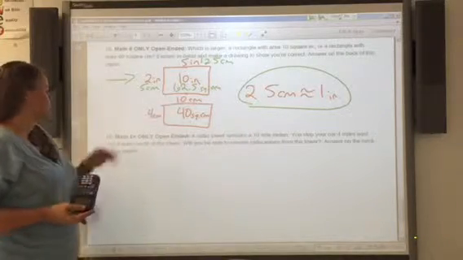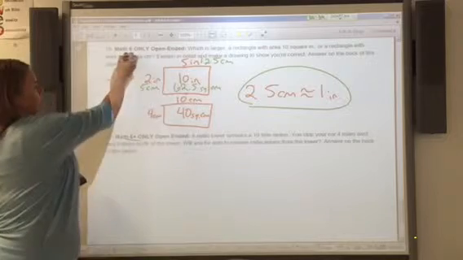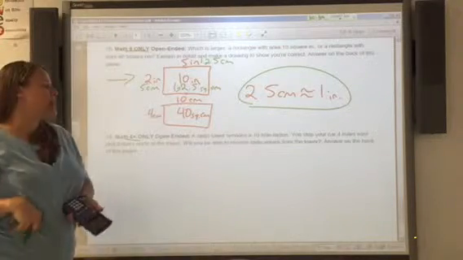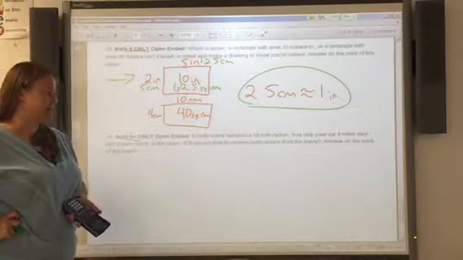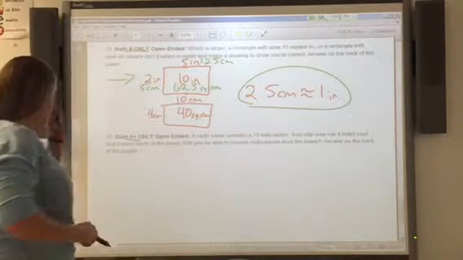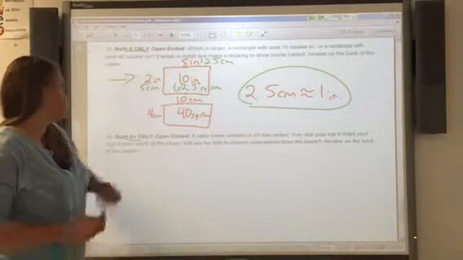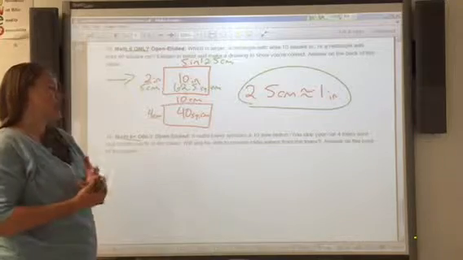Now, for the last question, this is for Math 6 Plus. This one was for Math 6. A radio tower services a 10-mile radius. You stop your car 4 miles east and 9 miles north of the tower. Will you be able to receive the radio waves?